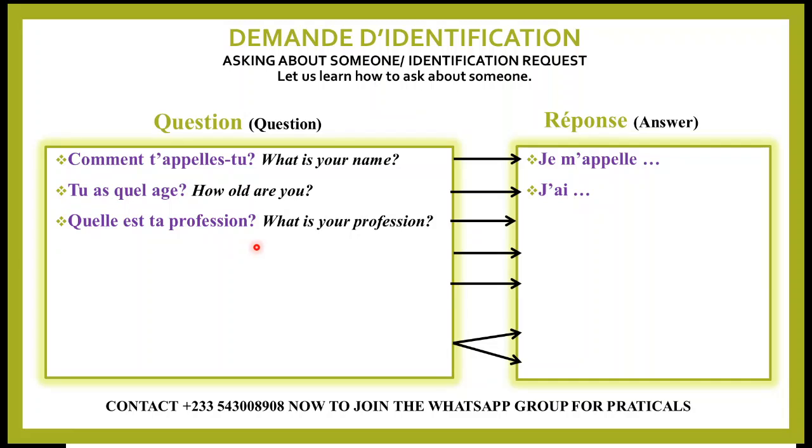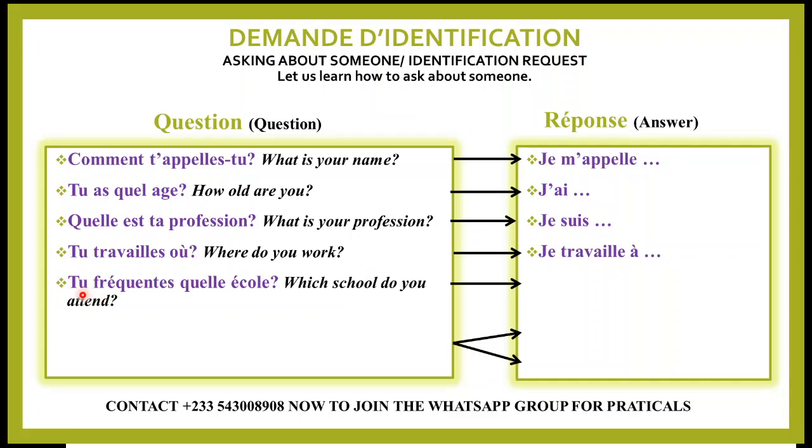Quelle est ta profession? What is your profession? Je suis, then you add your profession in French, of course. Tu travailles où? Where do you work? Je travaille à, you add the name of your workplace.